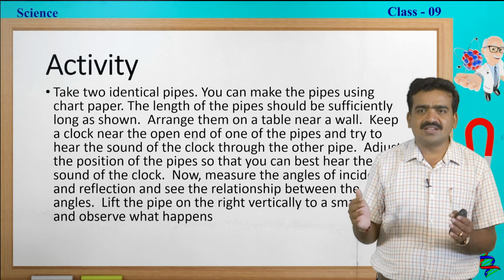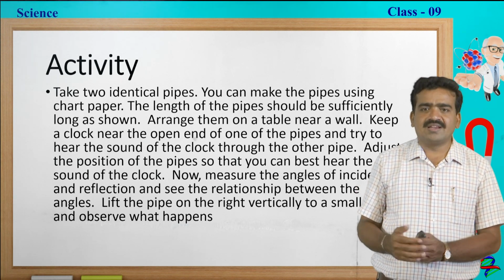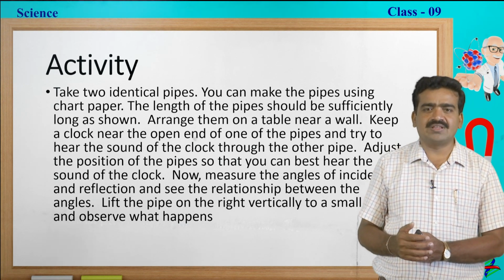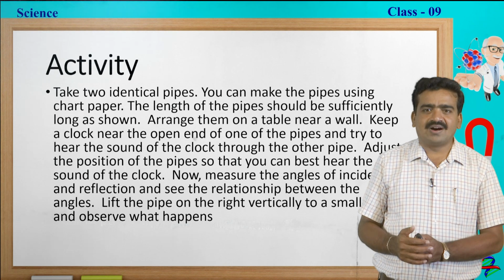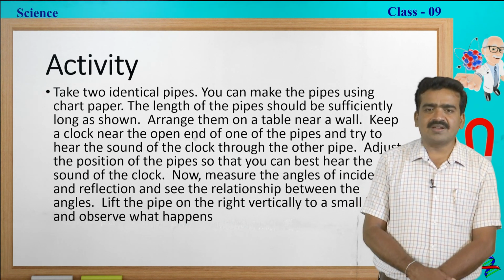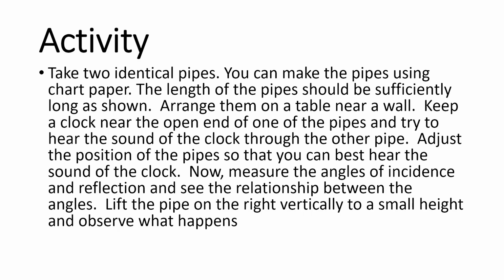You can make the pipe using chart paper. The length of the pipe should be sufficiently long as shown in the figure. Arrange them on the table near a wall. Keep a clock near the open end of one pipe and try to hear the sound of the clock through another pipe. Adjust the position of the pipe so that you can best hear the sound of the clock.